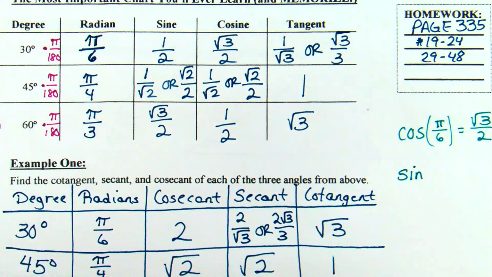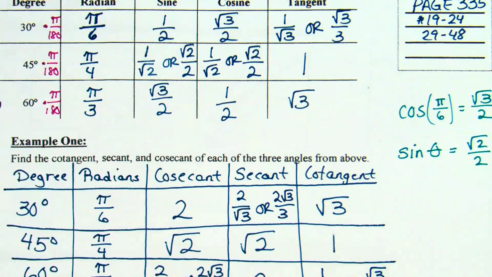Sine of theta equals square root of 2 over 2. Okay? So they might give you a problem like that in the last section of homework. And the directions would read, find the acute angle theta that satisfies the given equation. Give theta in both degrees and radians. You should do these problems without a calculator.